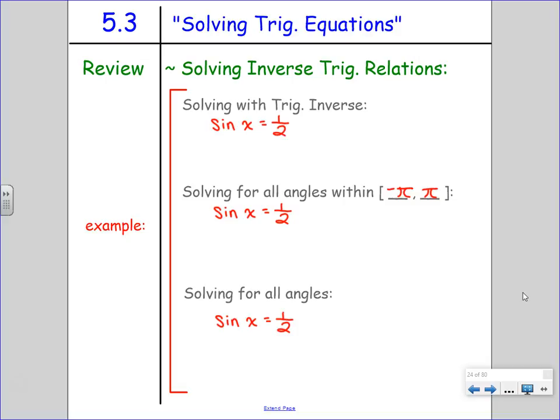The first one says solve with trig inverse. Uh-oh, let's review. Which inverse am I going to have to use for this little baby equation? Sine inverse. So let's think about sine inverse for just a second. Do you guys remember sine inverse's domain? Between negative pi over 2 and pi over 2. Close, that's the range. Oh, 1 and 0. Close. There is a 1. Negative 1 and 1.